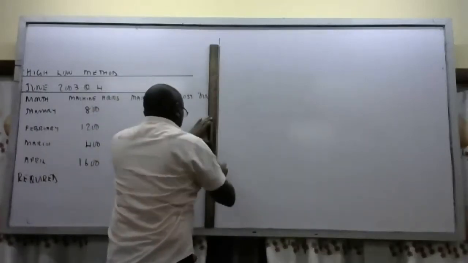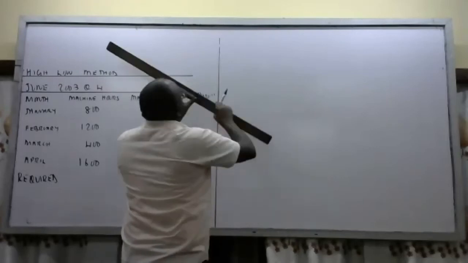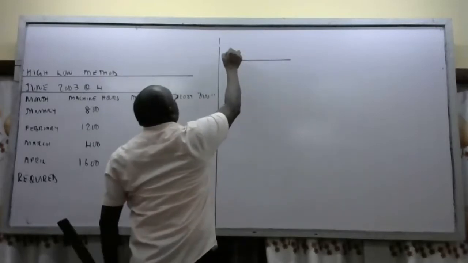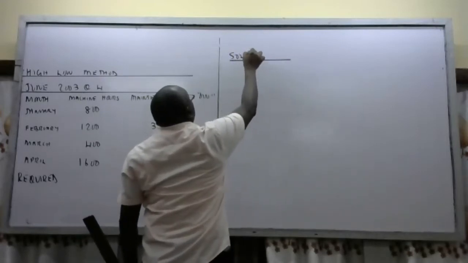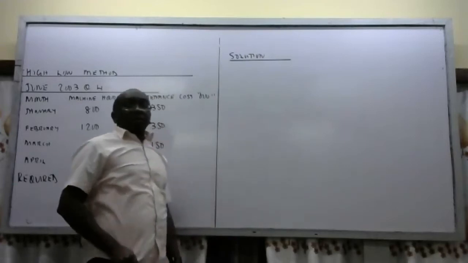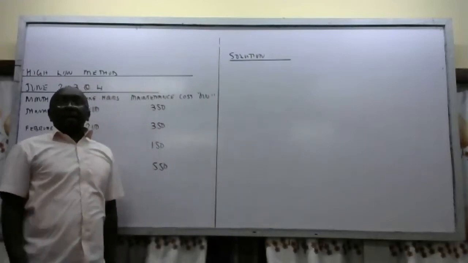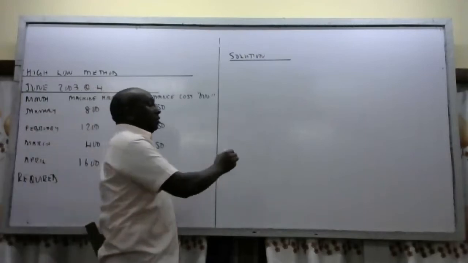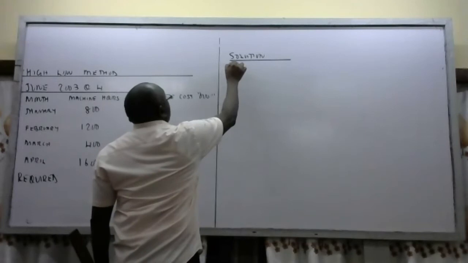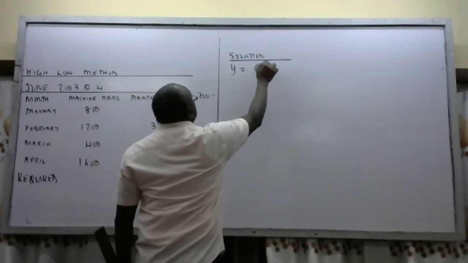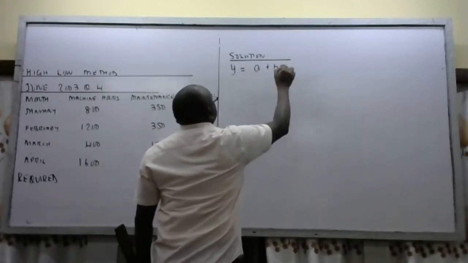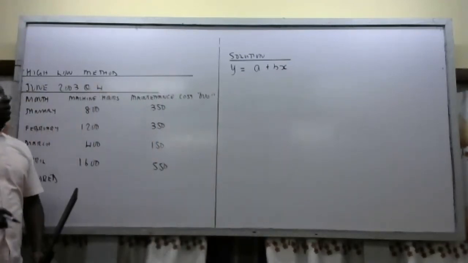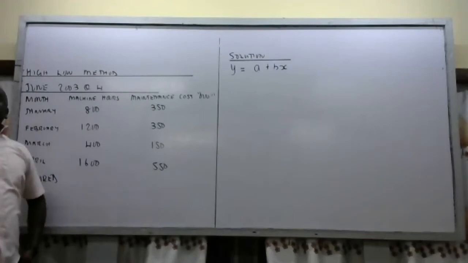So in the solution, obviously, you must know where you are going before you start the journey. And where we are going is a place where we will have an equation of the form y is equal to a plus bx.